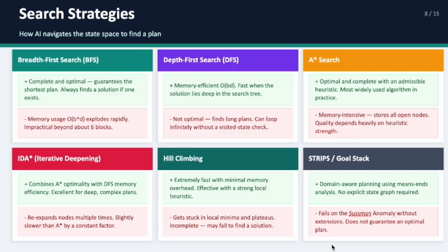Now the next is hill climbing. It is extremely fast but dangerous. It always moves towards the state that looks better by the heuristic, never backtracking. Now the last one is STRIPS or goal stack. It is domain aware. It doesn't explore states randomly but reasons backwards from the goal using means-ends analysis. Very efficient, but as we will see, it has a fundamental weakness on certain problem structures.